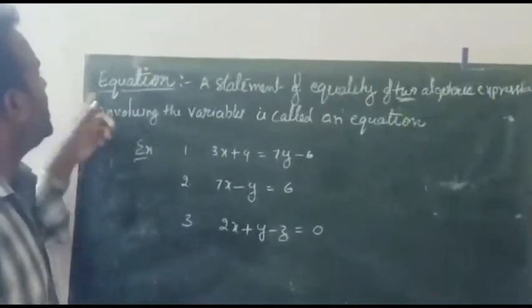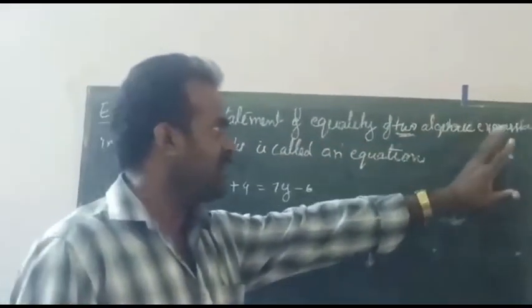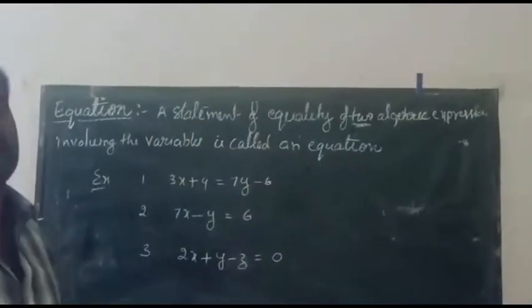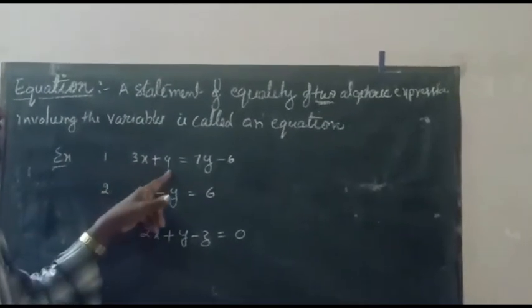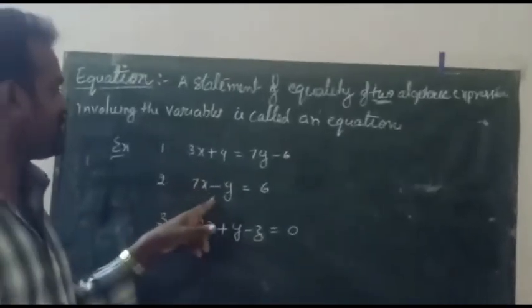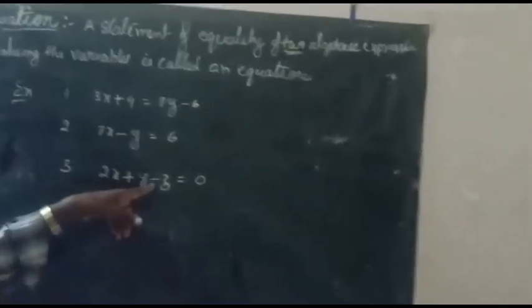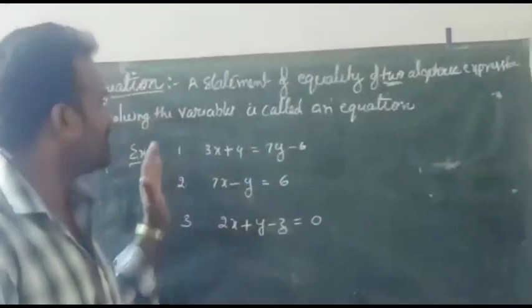What is an equation? A statement of equality of two algebraic expressions involving the variables is called an equation. These are the examples: 3x plus 4 is equal to 7y minus 6, 7x minus y is equal to 6, and 2x plus y minus z is equal to 0 also. These are the examples of equation.